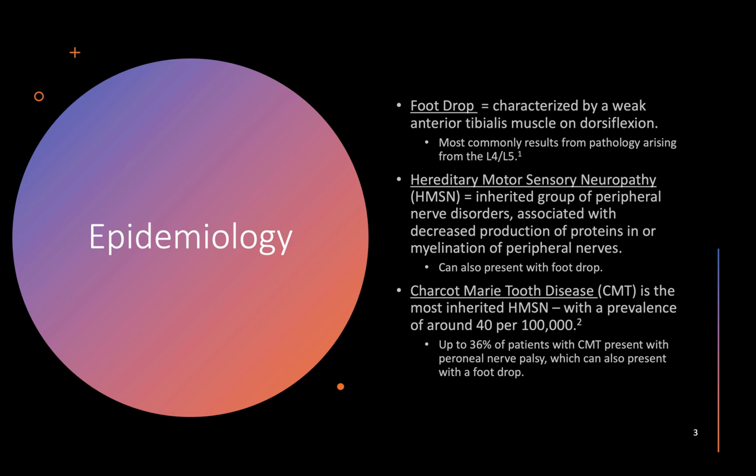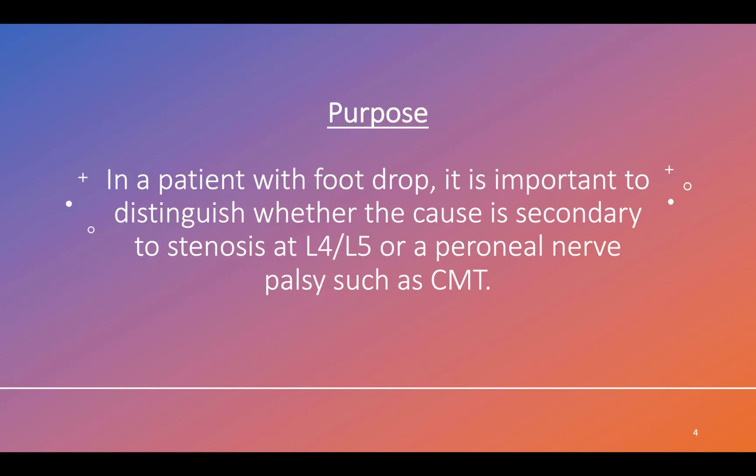It's the most commonly inherited HMSN, and has a prevalence of around 40 per 100,000. Slightly over a third, around 36% of patients with CMT, present with peripheral nerve palsy with a foot drop. So the purpose of this slide set is to go over, in a diagnosis of foot drop, how one can differentiate foot drop secondary to stenosis at the L4-L5 region from peroneal nerve palsy such as Charcot-Marie-Tooth.